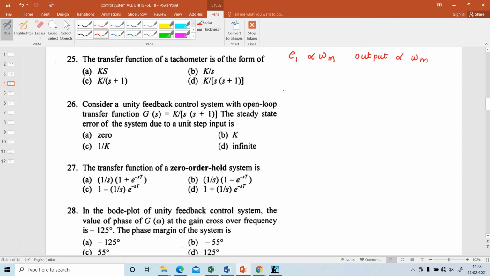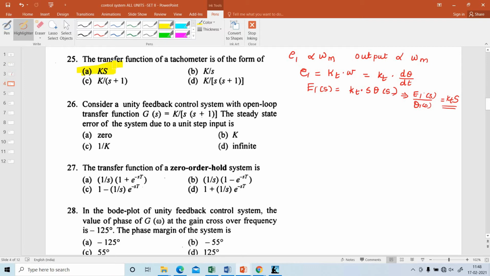So from this, I have to find E1 equal to a constant KT into omega. So what is omega? KT into d theta by dt. Next I have to take a Laplace transform. E1 of S is equal to KT into S into theta of S. So E1 of S divided by theta of S equals KT into S. So that is the correct answer: K into S or KT into S. Option A is the correct answer.